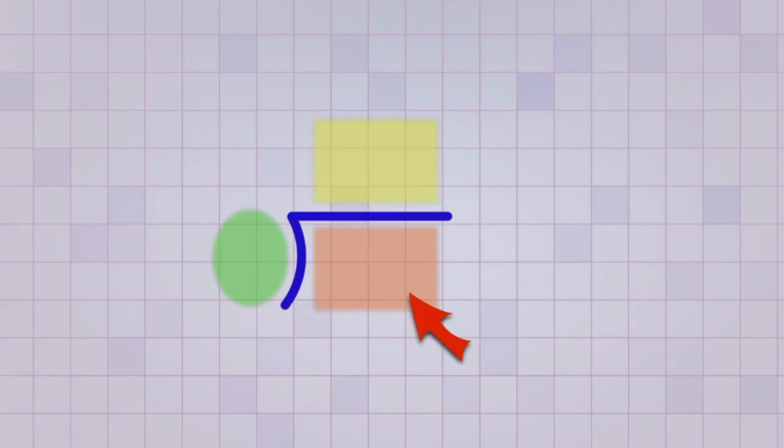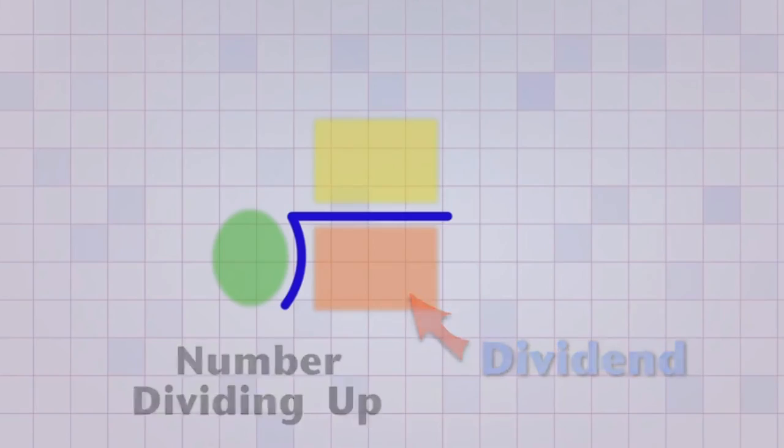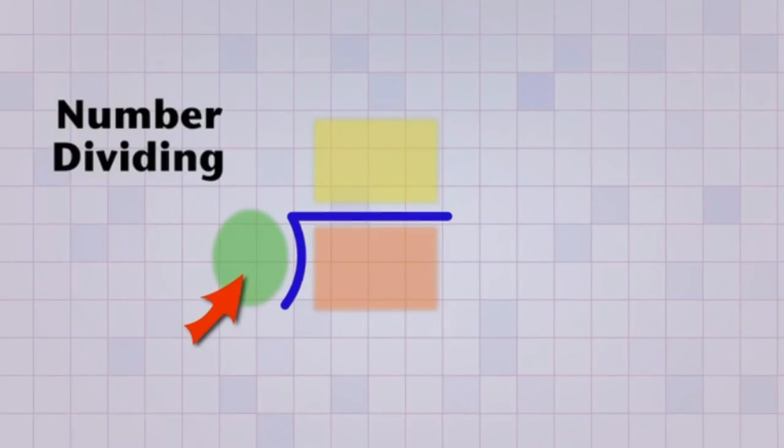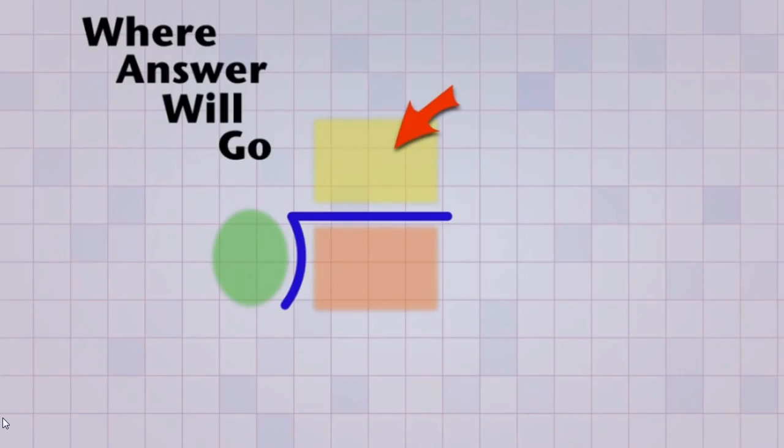This is the area where we put the number that we'll be dividing up. The fancy math term for this is the dividend. Most of the time, the biggest number will go here, because we usually start with a big amount and want to divide it into smaller groups. The second area is out in front of the curved part of the division symbol. This is the area where we put the number we'll be dividing by. The math term for that is the divisor. In other words, this number will tell us how many groups we'll be dividing our big amount into. And the third area is up above the horizontal line. This is where our answer will go once we figure out what the answer is.